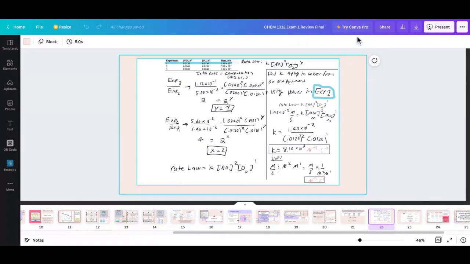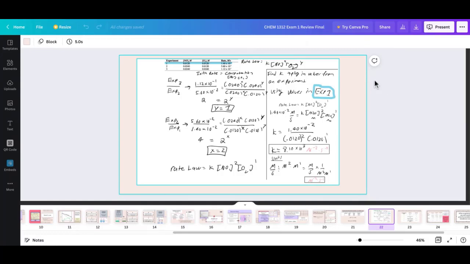Okay, so with that being said, our next step is to find k. And how do we find k? We find k by plugging in the values from an experiment. So now that we have our rate law at the bottom here, we just take any experiment. For this example, I use experiment 1 as I highlighted in blue up here, but you can use 2 or 3 if you want, and they'll give you the same answer too.